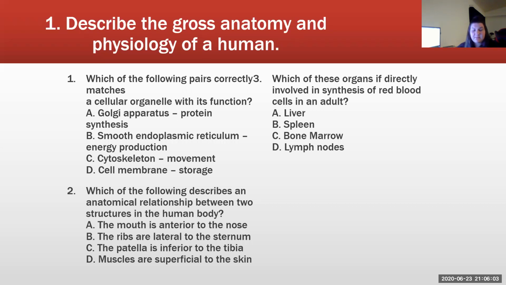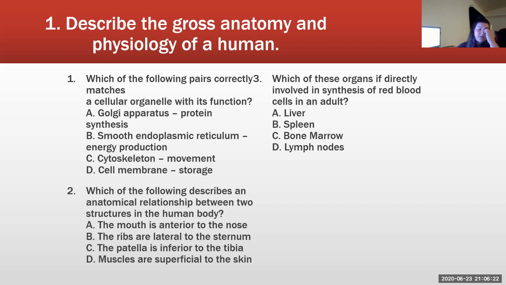Let's move on to the cell membrane. The cell membrane forms the outer perimeter of the cell. It delineates the inside and the outside of the cell. Its functions are cellular recognition and transport of molecules. It has nothing to do with storage.